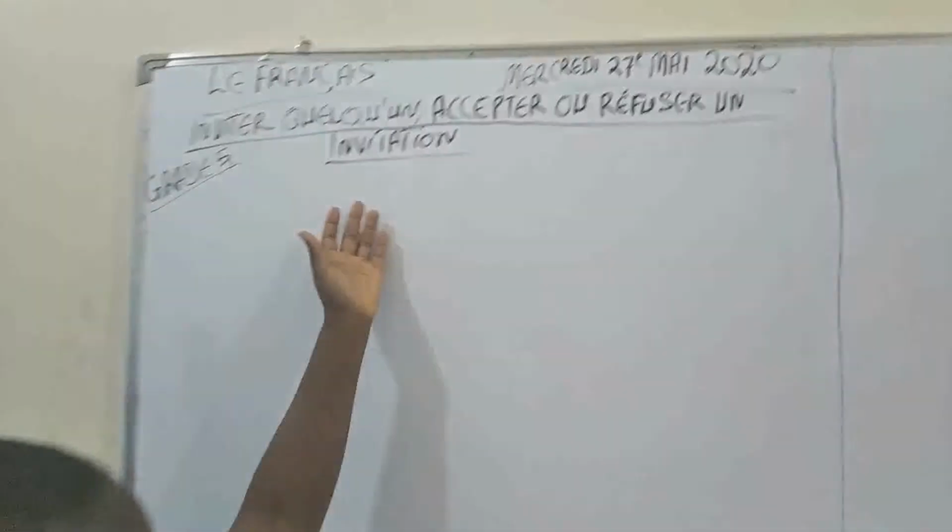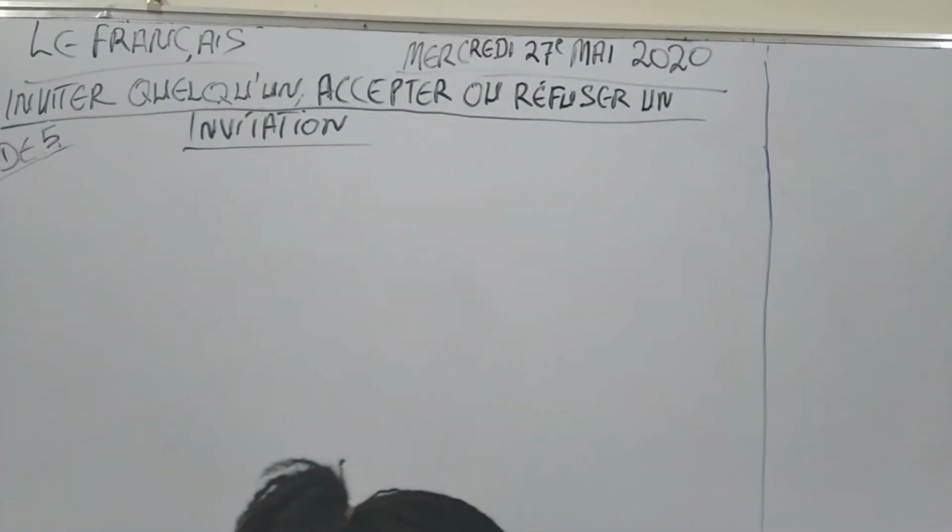So for today, we're going to be looking at how to refuse an invitation. For example, if two friends are talking and one says, je t'invite à mon anniversaire, the other one who wants to refuse this invitation can say, non, je suis désolé, je ne suis pas libre. To be free, you say je suis libre. Now if you are not free, you say je ne suis pas libre.